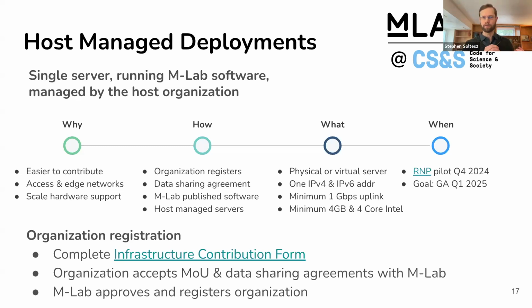Right now, we are concluding a pilot with RNP, hopefully by the end of the year. And the goal is the general availability of this feature early next year. Next slide.